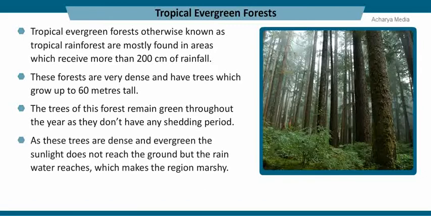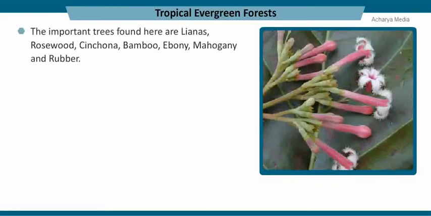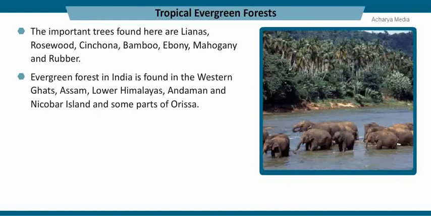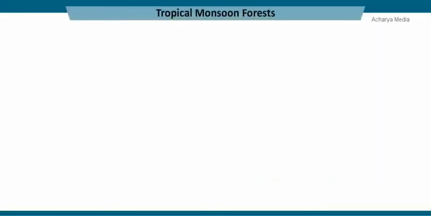As these trees are dense and evergreen, the sunlight does not reach the ground, but the rainwater reaches, which makes the region marshy. The important trees found here are lianas, rosewood, cinchona, bamboo, ebony, mahogany, and rubber. Evergreen forest in India is found in the Western Ghats, Assam, Lower Himalayas, Andaman and Nicobar Islands, and some parts of Orissa.